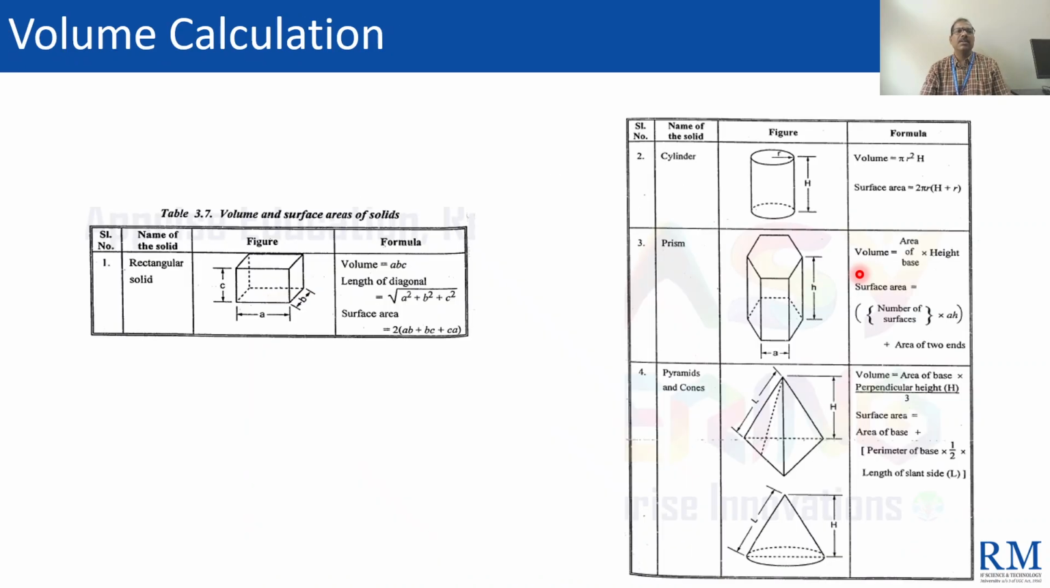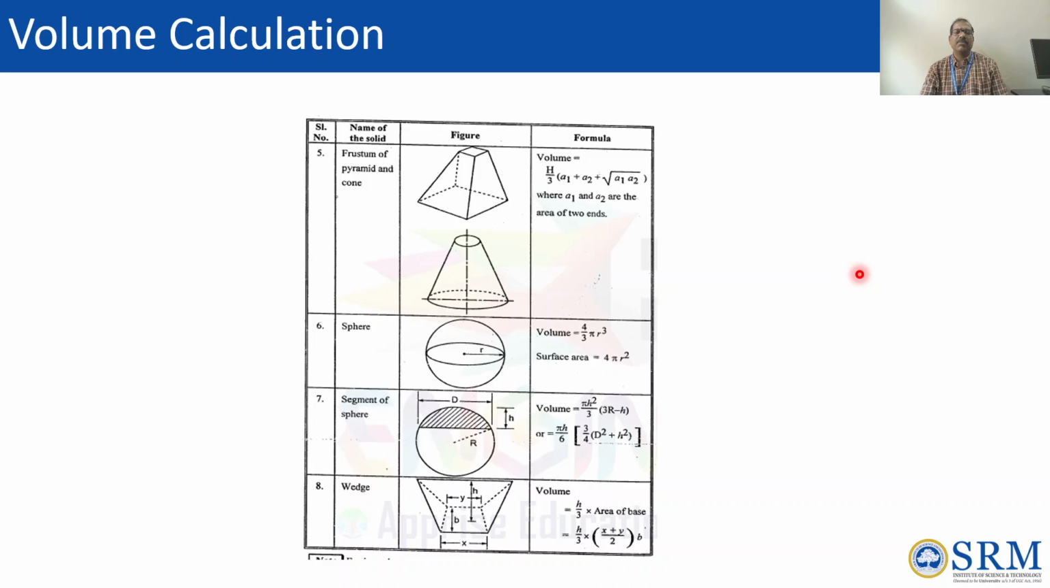Please work out the volume calculation also for a cylinder, for a rectangular solid or prism, for cones or pyramids, and also for a frustum, sphere, segment of a sphere, or wedge. How to calculate volume is also given here.